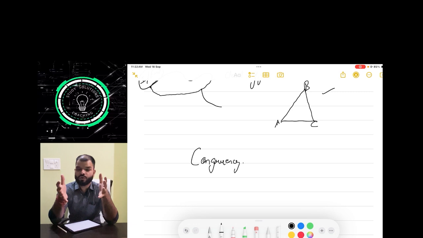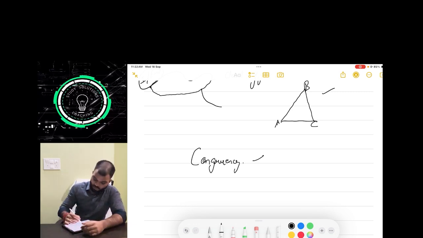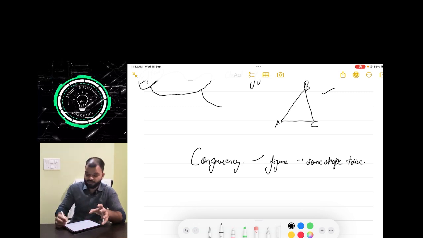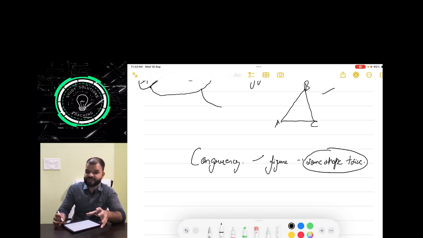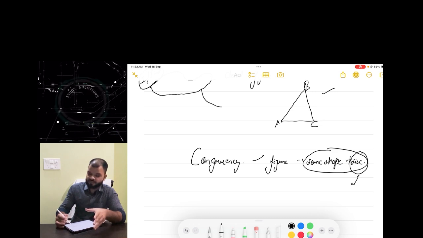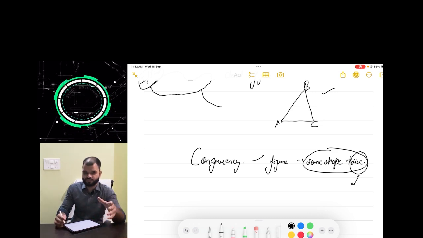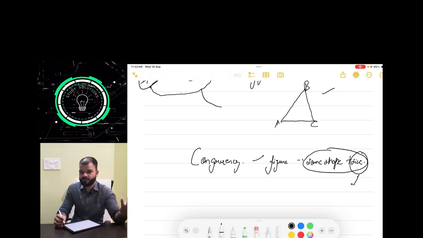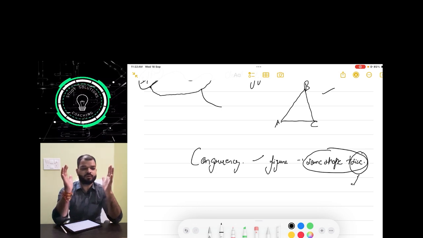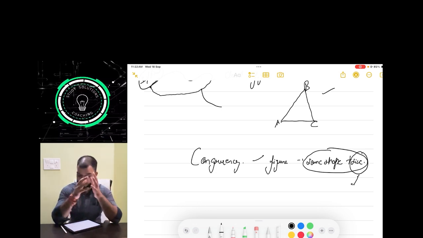So what do we mean by the term congruency? Congruency is nothing but figures which have the same shape plus the same size. Always remember that both conditions have to be satisfied simultaneously. If there is a difference in size, then we say the figures are similar, which is a different concept that we will talk about later. So here the size is the same as well as the shape.